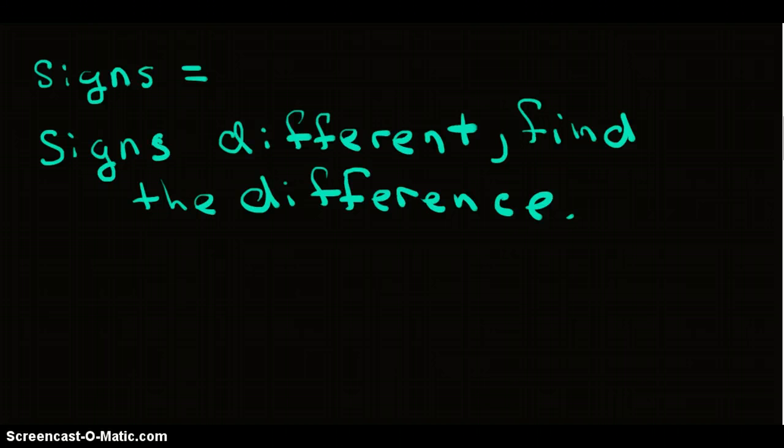Also, if the signs are different, you're going to subtract them. You're just going to do second grade math. Subtract the smaller number from the larger number. If the signs are the same, you simply add them together. Let's look at a couple of examples before we end up here.